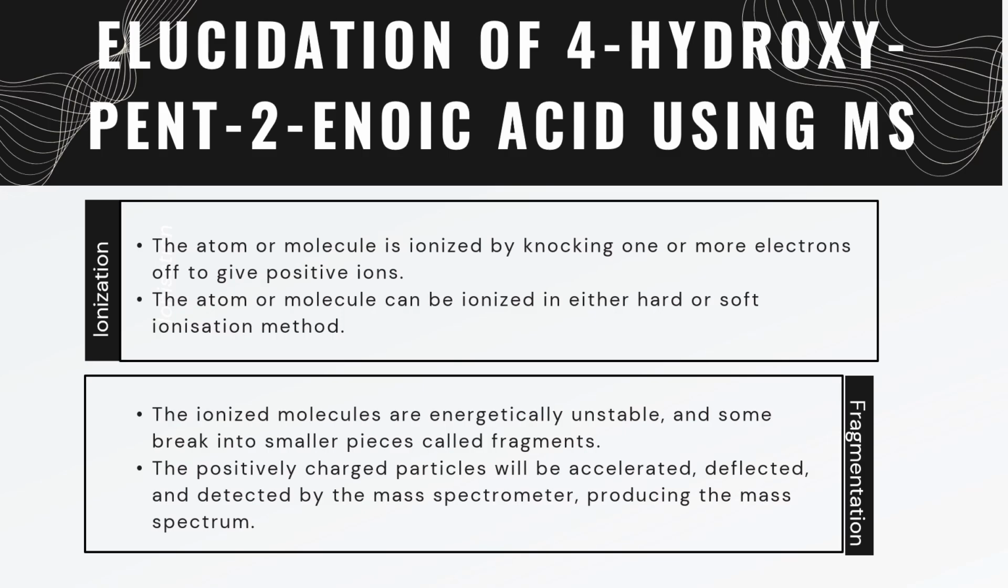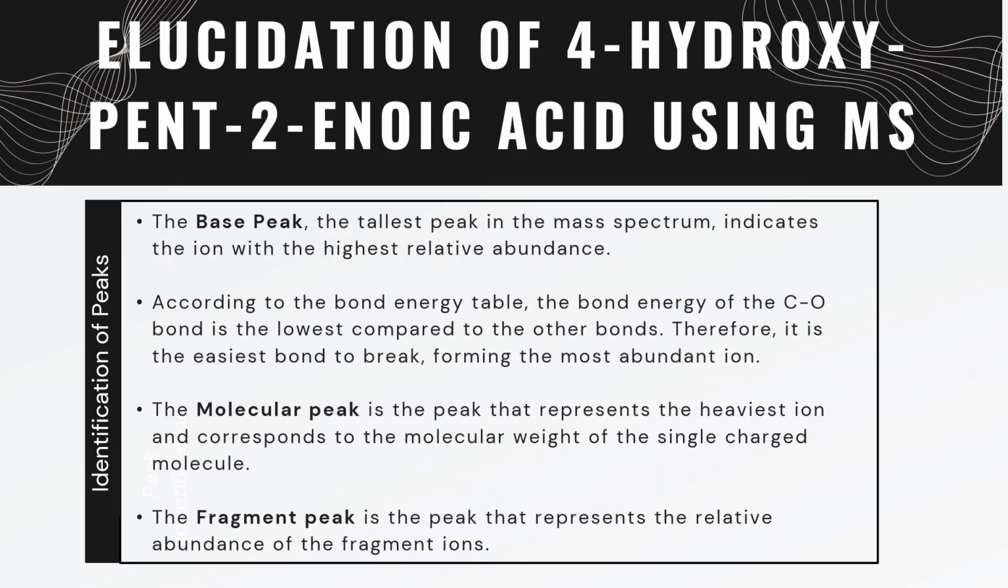Then, the positively charged particles will be accelerated, deflected, and detected by the mass spectrometer, hence producing the mass spectrum. The base peak, which is the tallest peak in the mass spectrum, indicates the ion with the highest relative abundance. According to the bond energy table, the bond energy of the CO bond is the lowest compared to the other bonds. Therefore, it is the easiest bond to break, thus forming the most abundant ion in the mass spectrum.